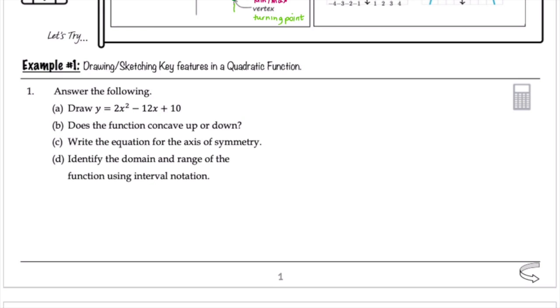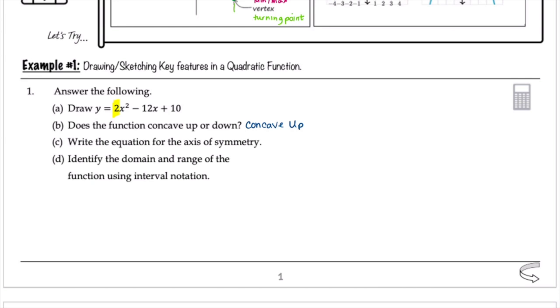I am actually going to start off with part B. Does the function concave up or down? That's easy to answer because I am identifying the value of a. Here I have a positive 2. Since I have a positive 2, this function will concave up. So what I'm going to see is a regular U-shaped parabola.